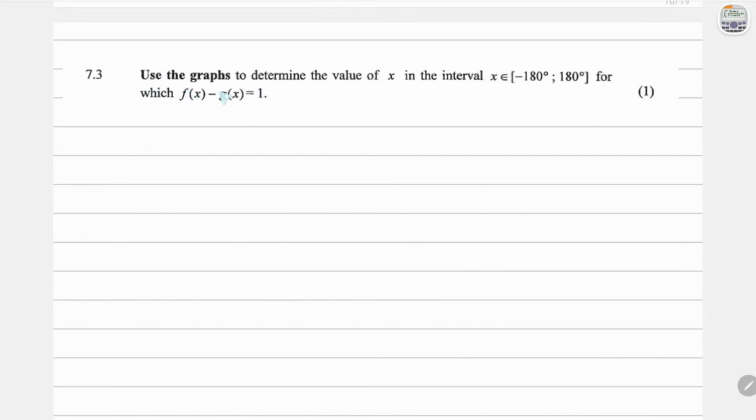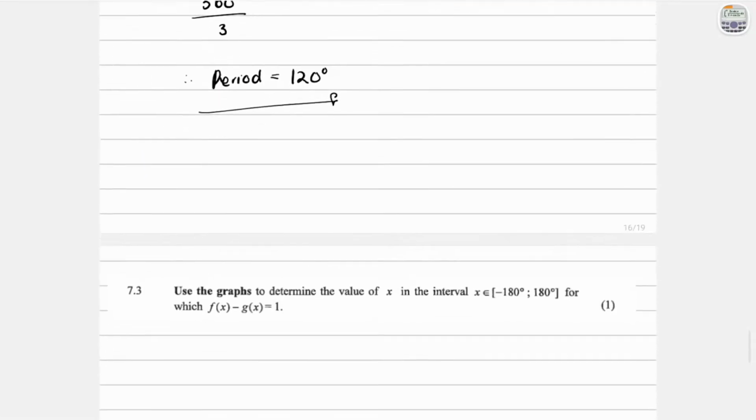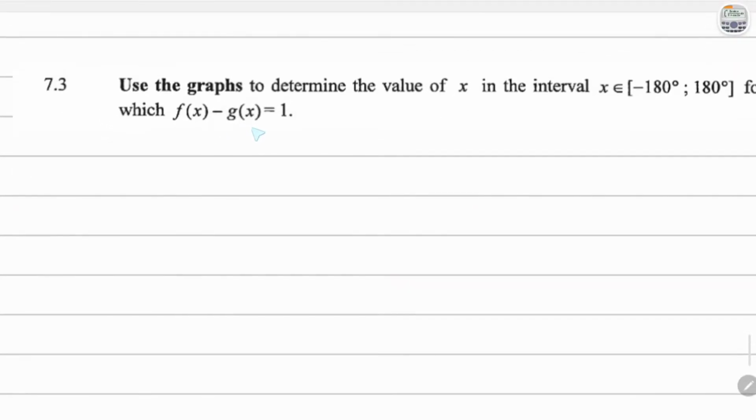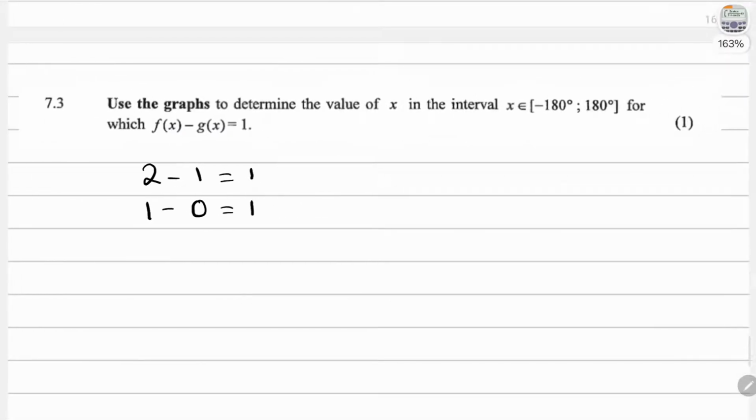Question 7.3 says, use the graphs to determine the value of x in the interval where x is an element of negative 180 degrees to 180 degrees, for which f of x minus g of x is equal to 1. Here, you really just need to think about combinations where you say a y value of f minus a y value of g, and then they give you 1. So these can be numbers like 2 minus 1 or 1 minus 0. These all give 1. So if we can find places where the graph of f and the graph of g are equal to numbers like this, this could work.